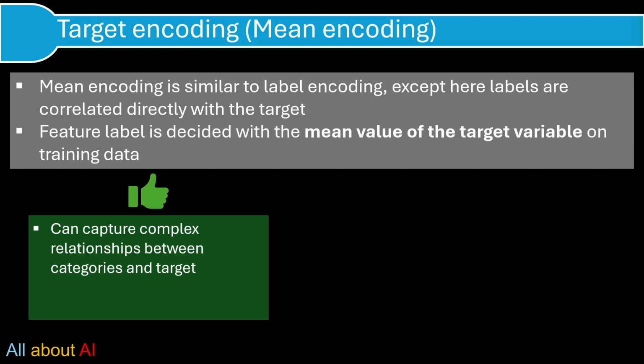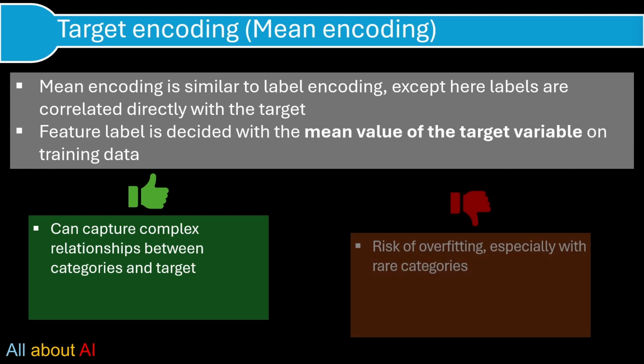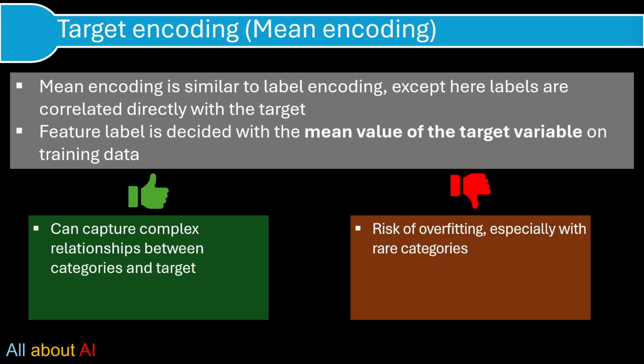We can capture complex relationships between categories and target using this method. But the challenge with this is overfitting. Most of the time, if we don't use some other technique associated with mean encoding, like regularization or smoothing, it usually tends to overfit, particularly for rare categories.